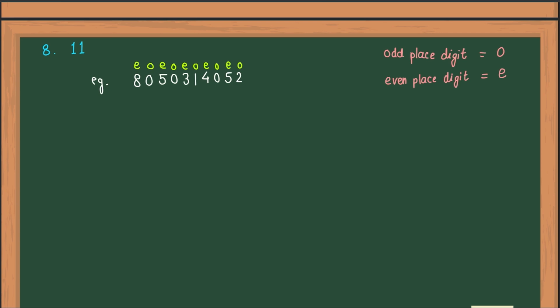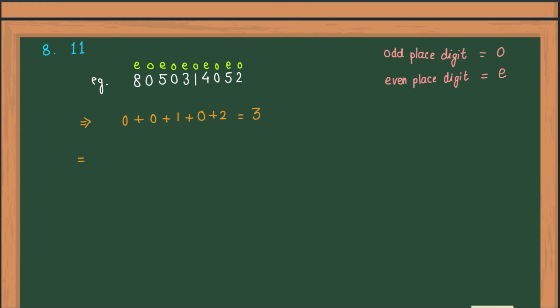Now what to do? Regarding this, the rule says that first of all, add all the digits which are at the odd place. On the odd places, there is 0, 0, 1, 0, and 2. So I am adding them up: 0 plus 0 plus 1 plus 0 plus 2. What do we get? The answer is 3.